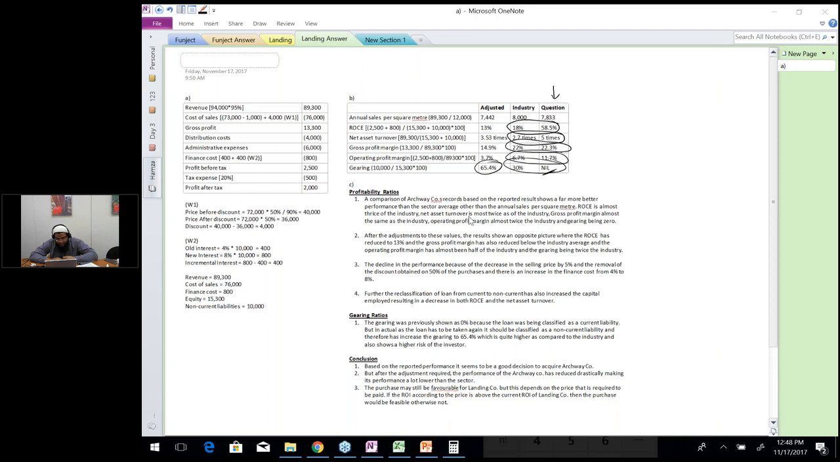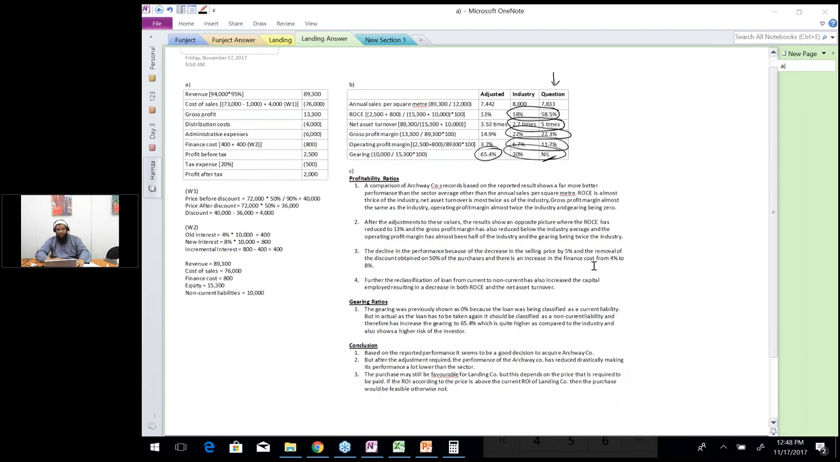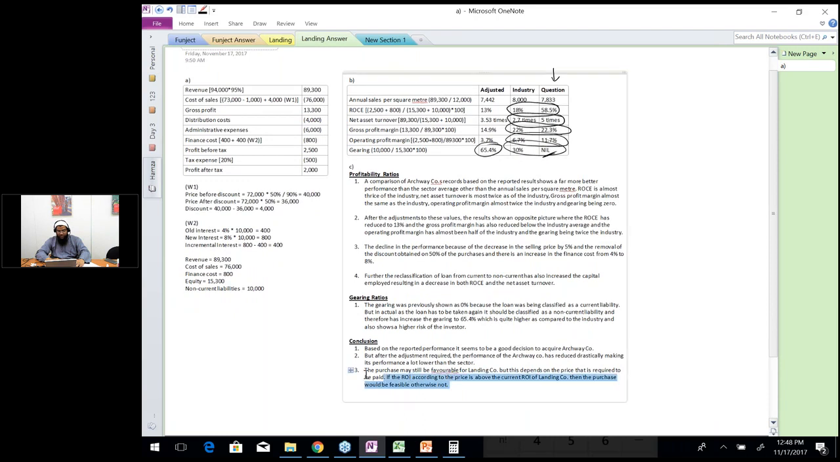Kuli is saying, sir, we did calculate payback or IRR, so how is the three convincing? Kuli, we haven't calculated the payback or the IRR in this question. We are basically calculating the simple ratios. So that is why in bullet three, we are saying that what depends is the other investment opportunities that Landing Company has. If they have a better investment opportunity, they can go for that. And if not, they cannot go for that.